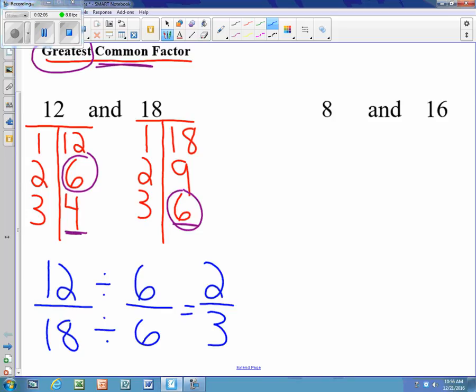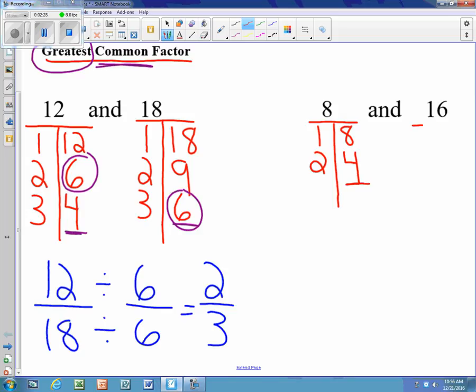So now we're going to go over here, and we're going to try the same thing with 8 and 16. And we have our 8, and we start with 1. 1 times what is 8? 1 times 8 is 8. Can I do 2? Yes, I can. I can do 2. 3 I can't do, and 4 is already there, so it tells me now that I'm done.